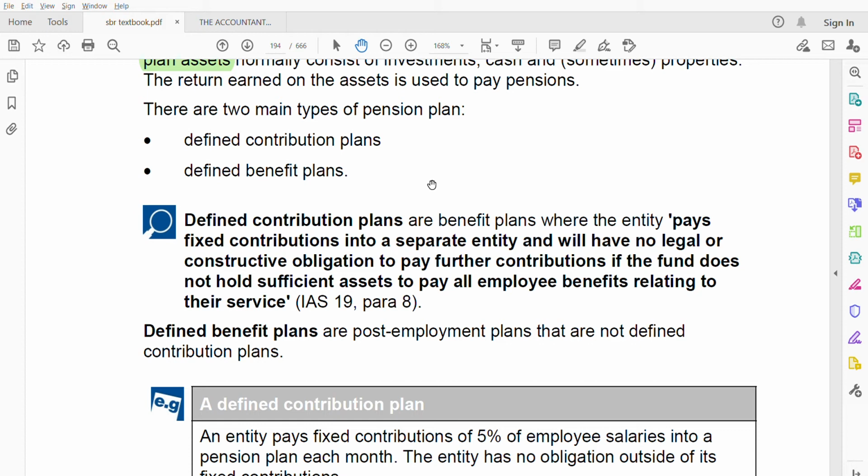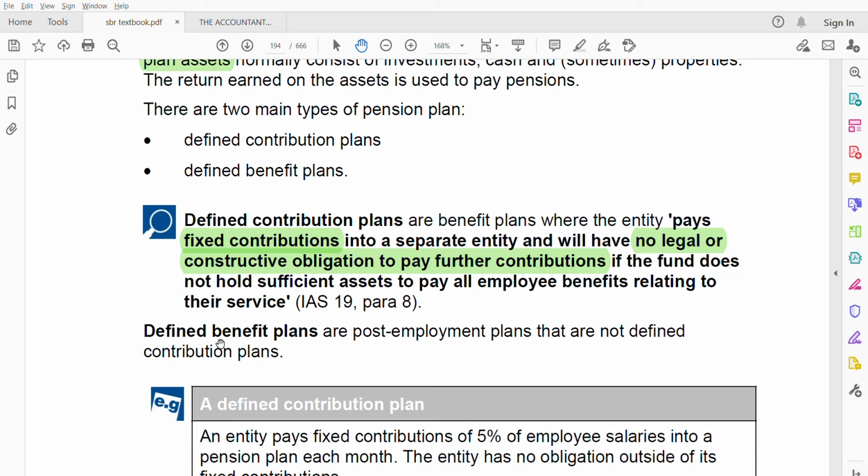Contributions are defined, in other words, if you want to remember this. The difference between defined benefit and defined contribution is that the contribution is defined as fixed. Let's say I'm paying 20,000 in the pension, so it's 20,000 only. I will not have the obligation to pay more than 20,000 if I cannot pay. So there is no legal or constructive obligation to pay further contributions if the fund does not hold sufficient assets to pay all employee benefits related to their service.